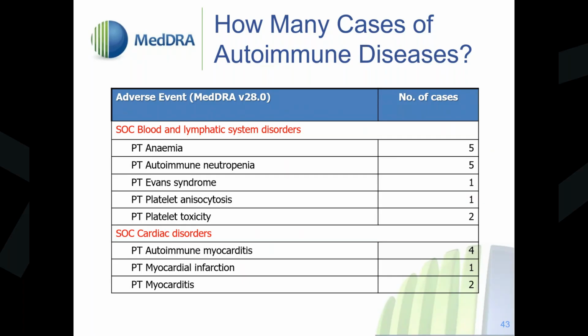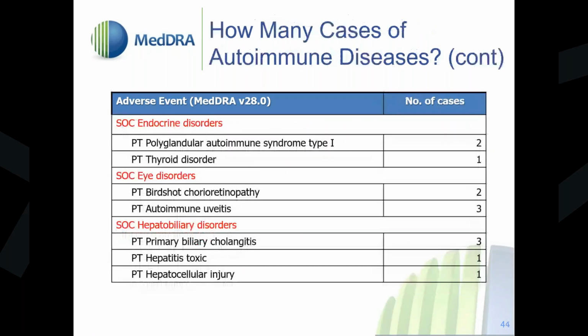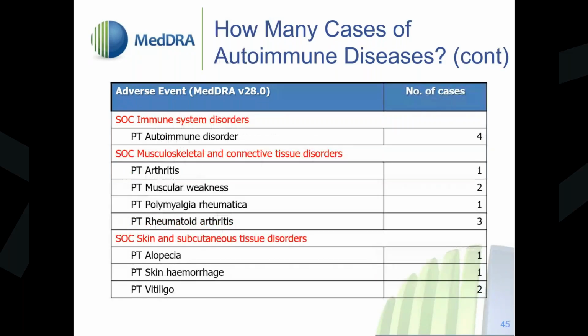But anyway, you're looking and you say, okay, so maybe so far I have the autoimmune neutropenia and the autoimmune myocarditis. So what else? You go to the next page and you see another verbatim under endocrine with the word autoimmune in the PT, and you go, okay, this polyglandular autoimmune syndrome must be an autoimmune disease, but you don't think the Burchard chorioretinopathy is autoimmune, and you don't think anything under hepatobiliary is autoimmune. And you move on to the next page and you see autoimmune disorder, but you don't think anything under musculoskeletal or skin is autoimmune. And you go, okay, everything with autoimmune in the verbatim is going to be an autoimmune disease. But is that validated?